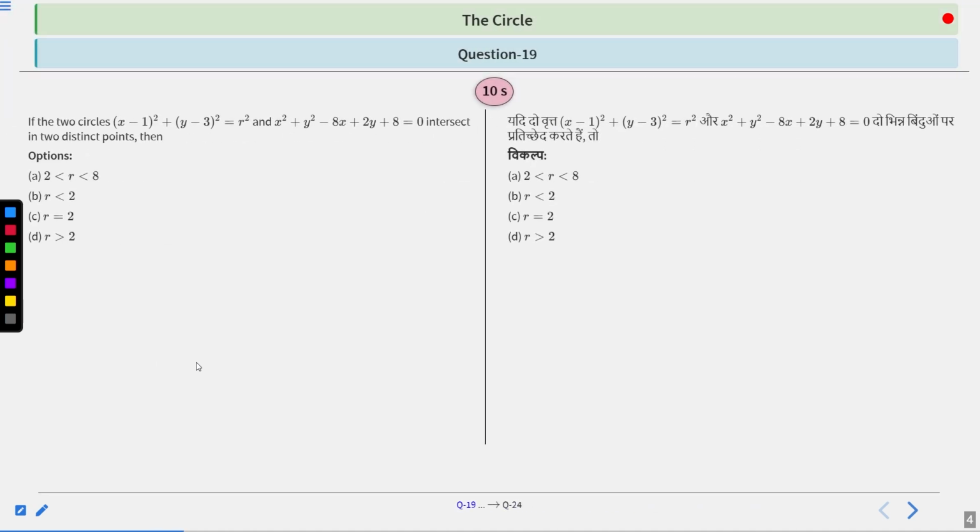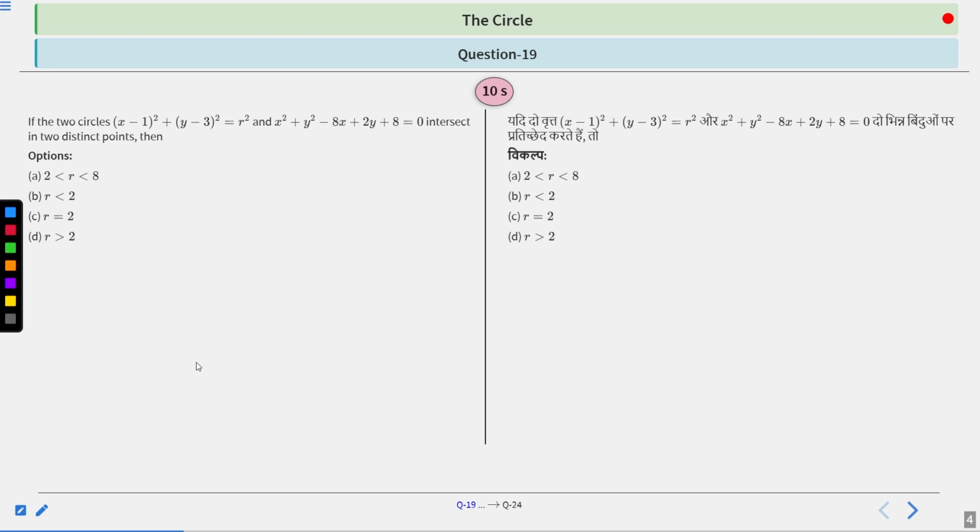So let us start with question number 19. Question number 19 says, if the two circles (x minus 1) whole square plus (y minus 3) whole square is equal to r square, and x square plus y square minus 8x plus 2y plus 8 is equal to 0, intersect in two distinct points, then which of the following options will be correct?